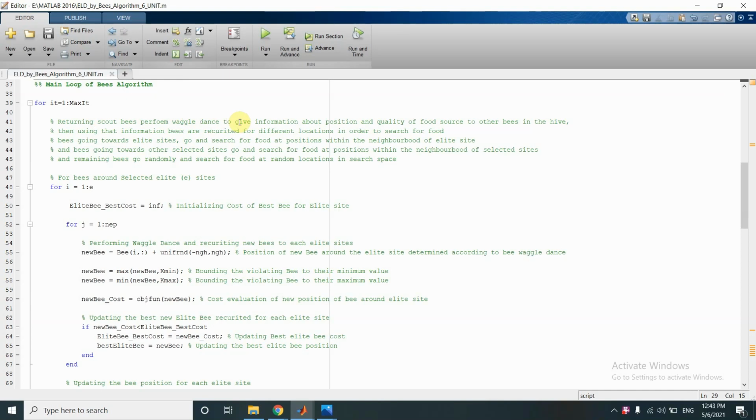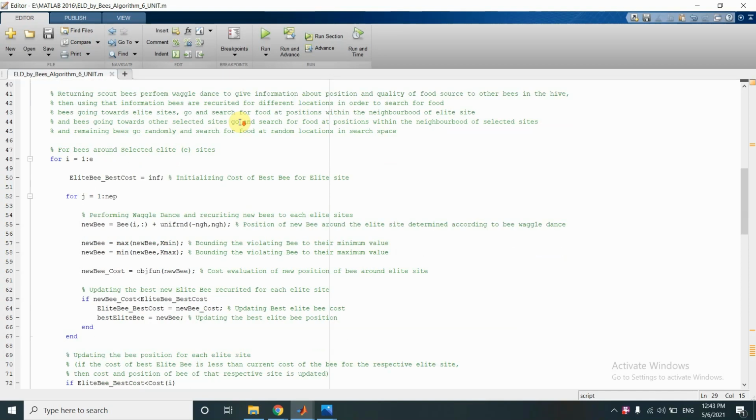And bees going towards the elite site go and search for food at positions within the neighborhood of elite sites only. And bees going towards other selected sites go and search for food at positions within the neighborhood of those selected sites. And the remaining bees go randomly and search for food at random locations in the search space.